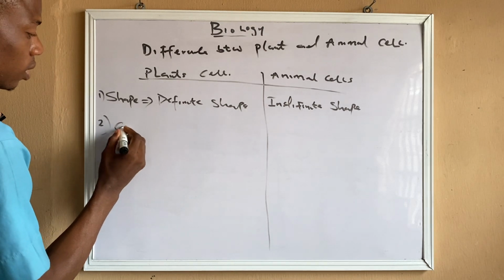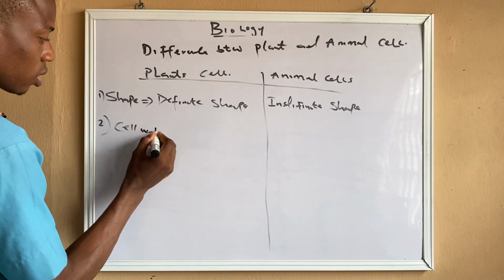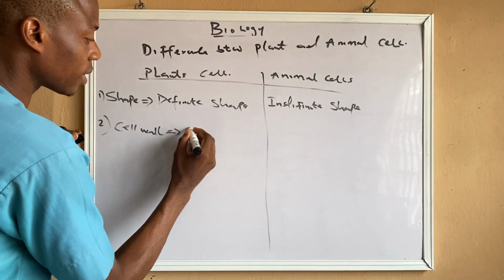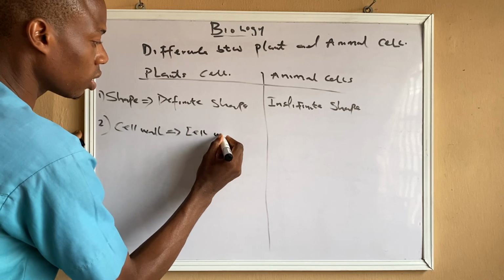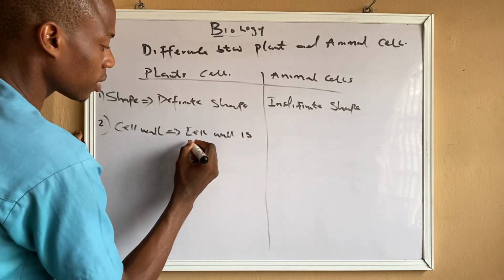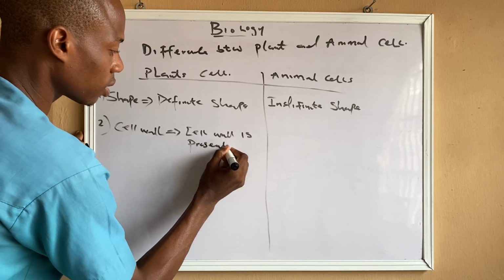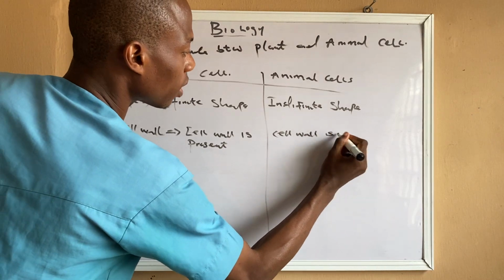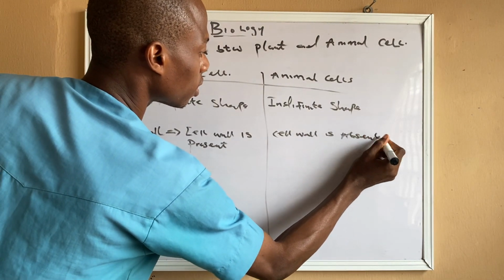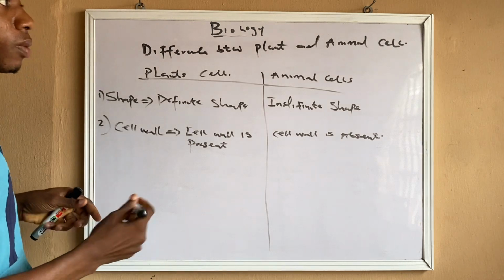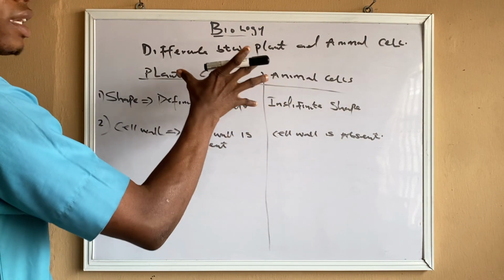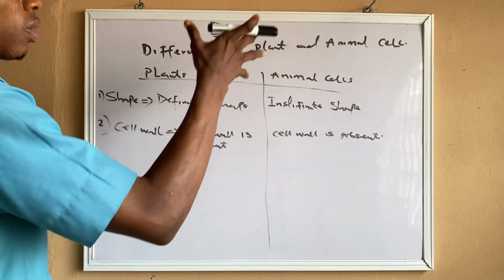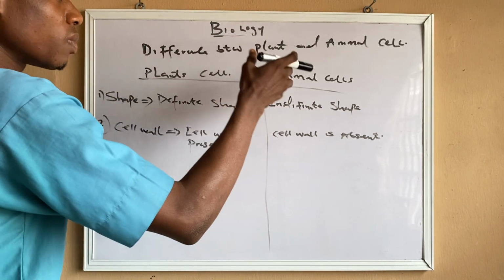Two, we talked about the cell wall. In plants, the cell wall is present. In animals, the cell wall is absent. I can remember in the last lecture we did a sketch diagram of a plant cell, and we showed the place where the cell wall is.